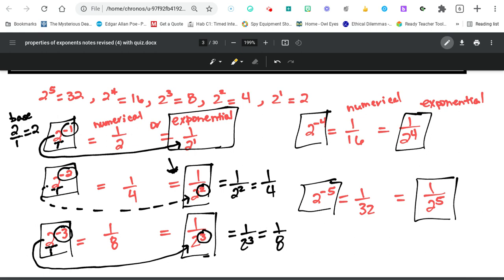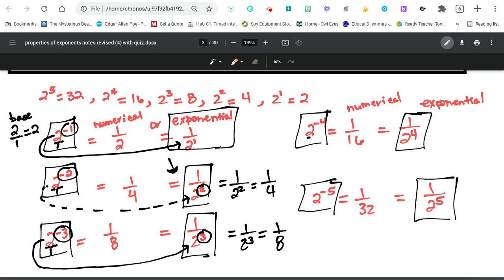Now, sometimes you can have a base with a negative exponent in your denominator. But guess what? If I flipped it, it would move from my denominator to my numerator, and the exponent will become positive. Anytime you flip it, because the exponent is negative, it just moves from the numerator to denominator, or denominator to numerator, and your exponent changes.